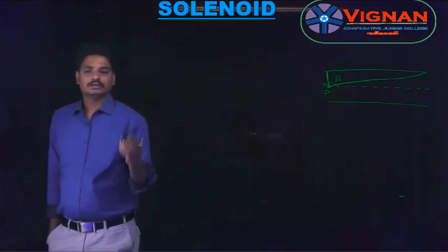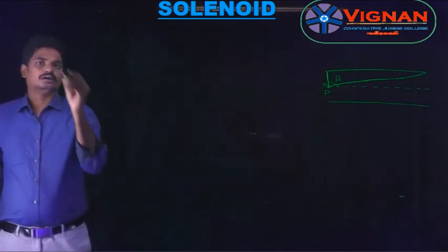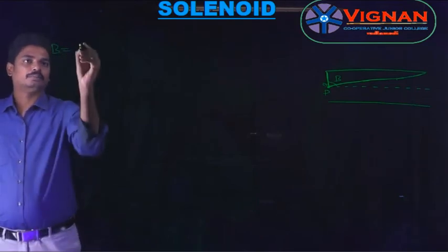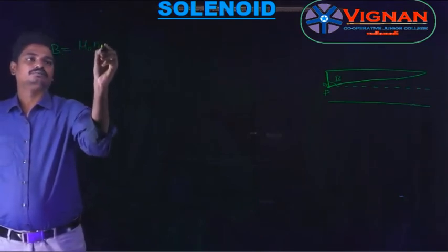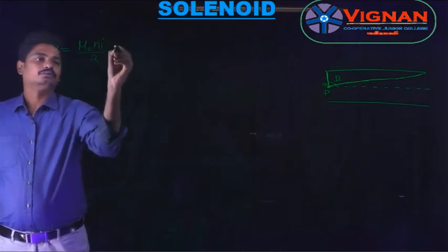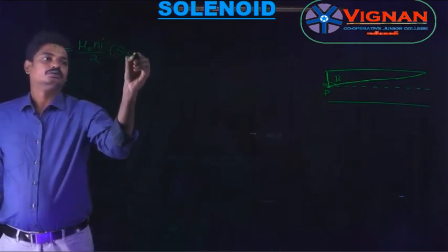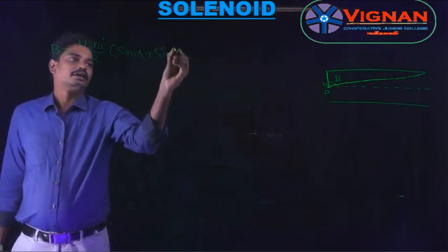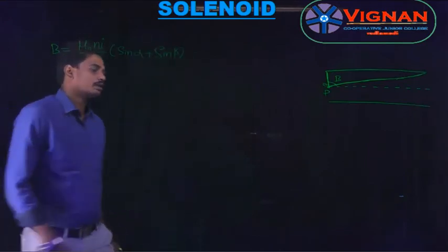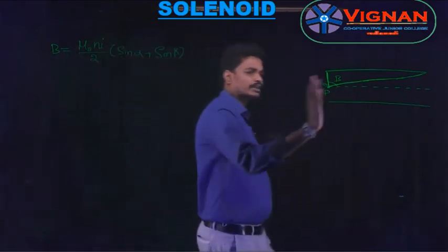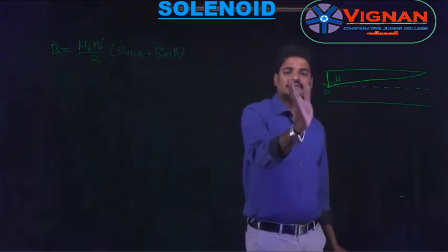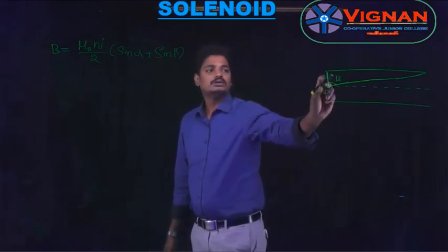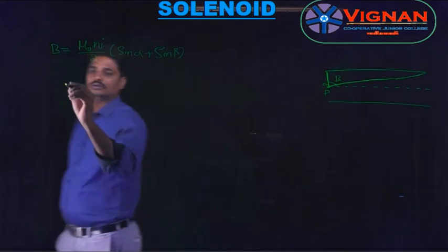So we know that for a solenoid, the mathematical formula for the magnetic field at a point P is mu naught Ni by 2 into (sine alpha plus sine beta). Here, if the point is located at any one end, then one of the angles will be 0. So by substituting, let alpha be 0.